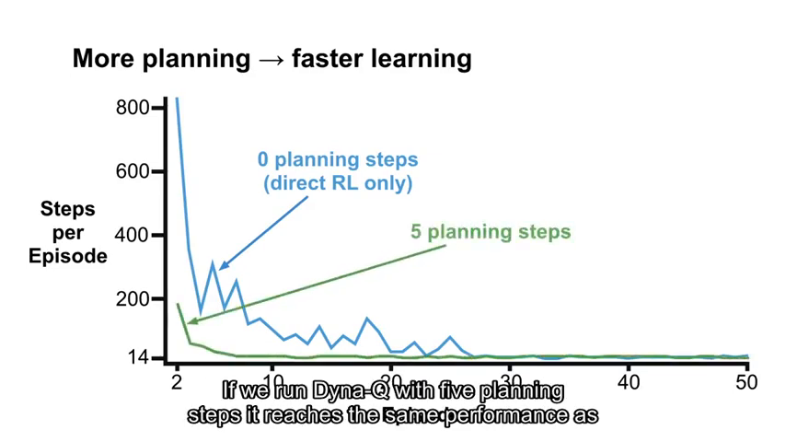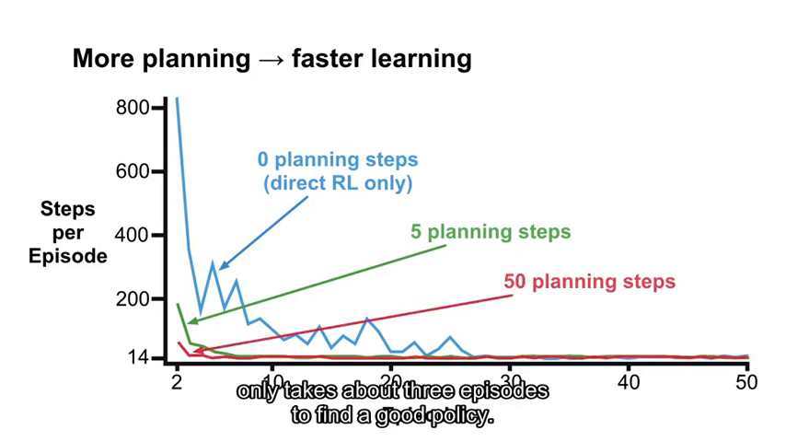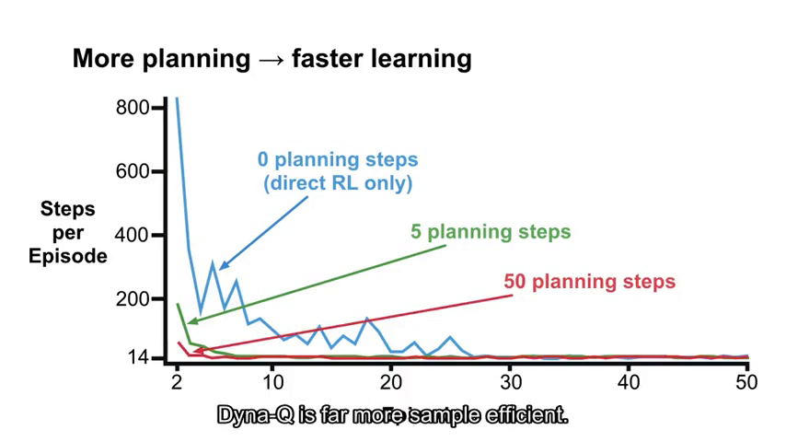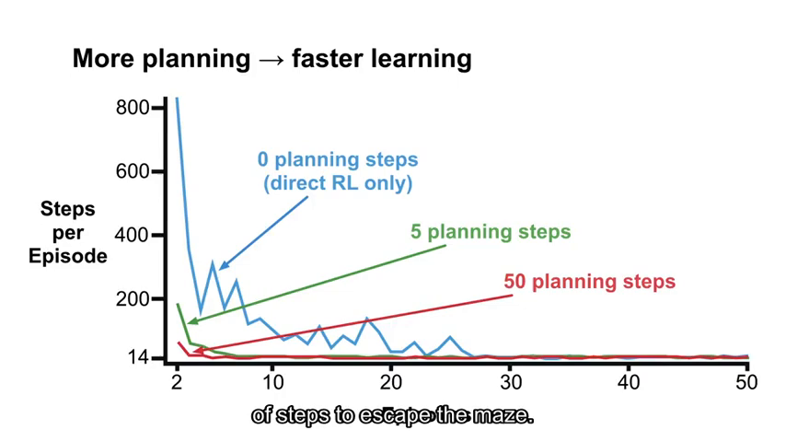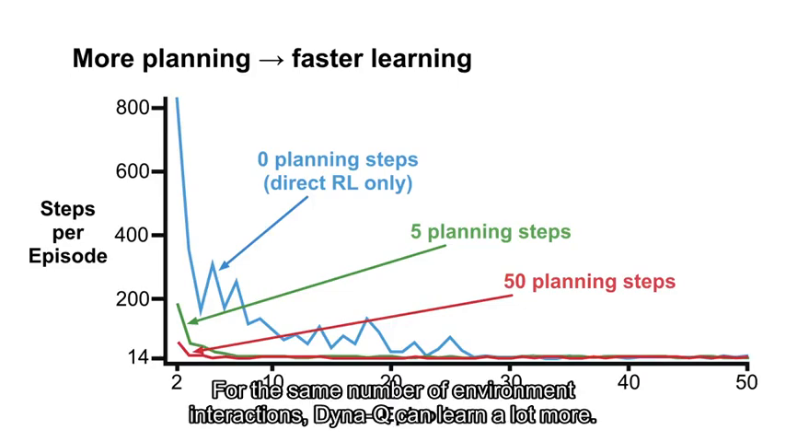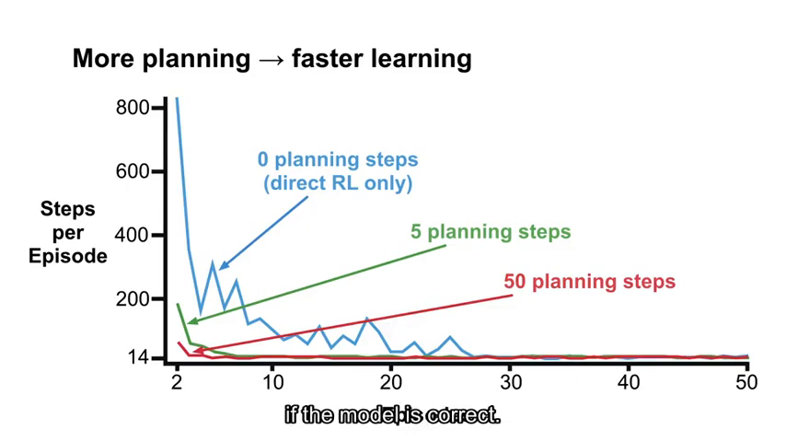If we run DynaQ with 5 planning steps, it reaches the same performance as Q-learning, but much more quickly. DynaQ with 50 planning steps only takes about 3 episodes to find a good policy. DynaQ is far more sample efficient. Look at the y-axis. After 2 episodes, the policy found by Q-learning still requires hundreds of steps to escape the maze. For the same number of environment interactions, DynaQ can learn a lot more. This shows how planning makes better use of environment experience if the model is correct.